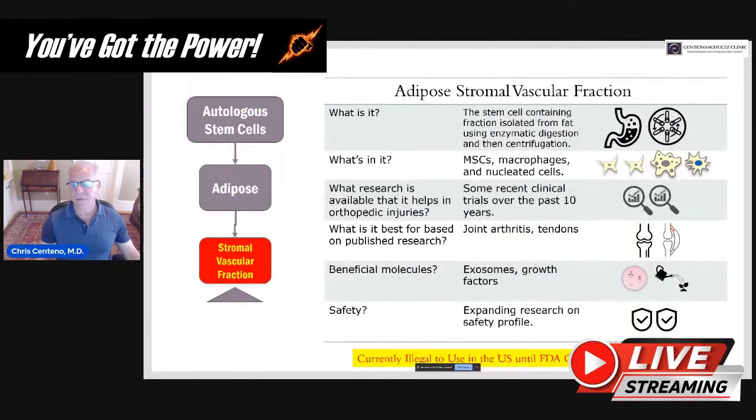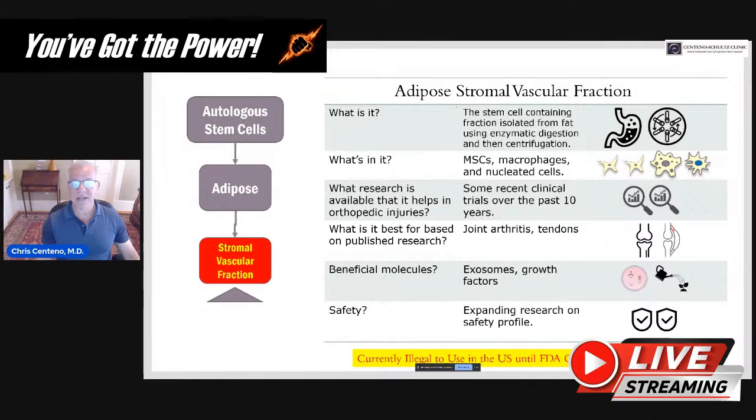Then we get into adipose stromal vascular fraction. Now, this is currently a drug as considered by the FDA, so you're not permitted to use it. Doesn't mean you won't find clinics using it, but that clinic could be shut down at any moment by the US FDA for violating the law.